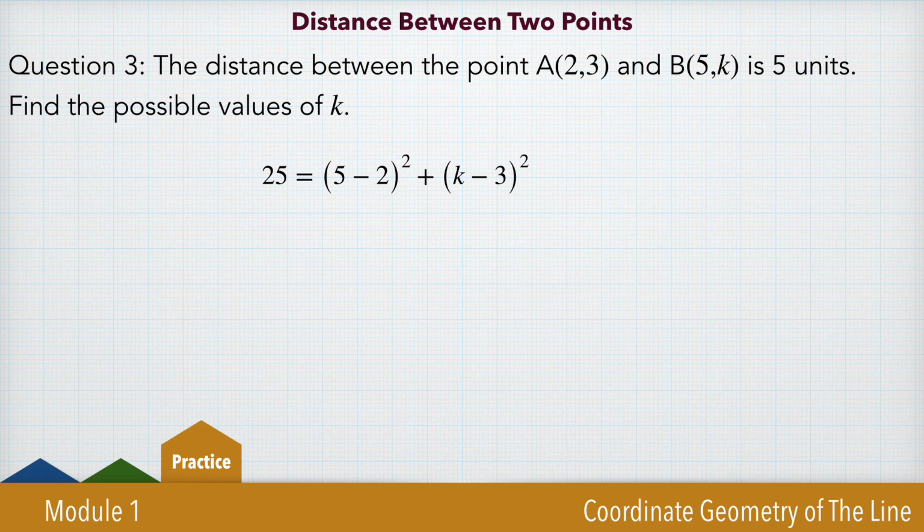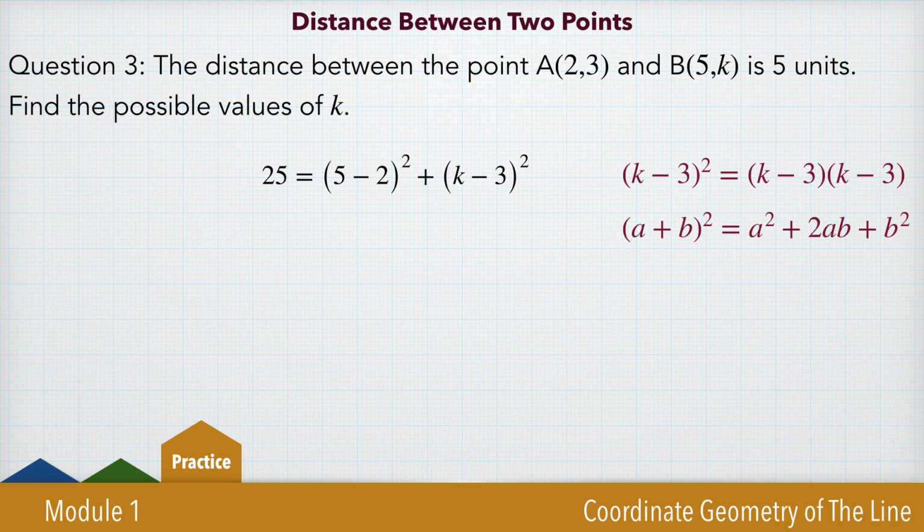The brackets containing k minus 3 is squared, which means that k minus 3 must be multiplied by itself. We can multiply these two brackets using algebra rules, or we can use the expansion formula. Here we will practice the formula. So k minus 3 squared is equal to the first term squared plus 2 by the first term multiplied by the second term plus the second term squared.